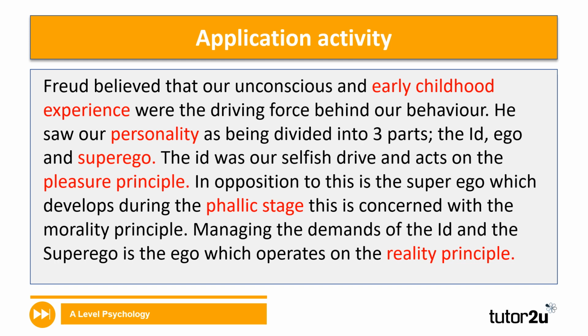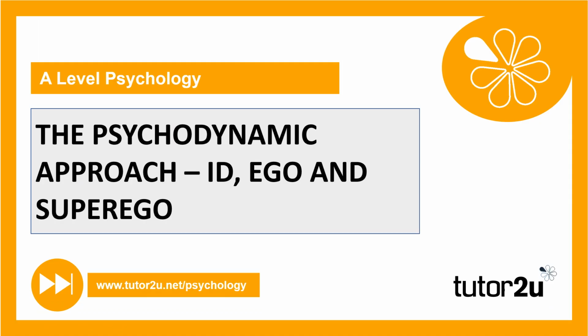In opposition to this is the superego, which develops during the number 5, phallic stage. This is concerned with the morality principle. Managing the demands of the id and the superego is the ego, which operates on the number 6, reality principle. Great work there. I hope you enjoyed that overview of the id, ego, and superego and the psychodynamic approach.